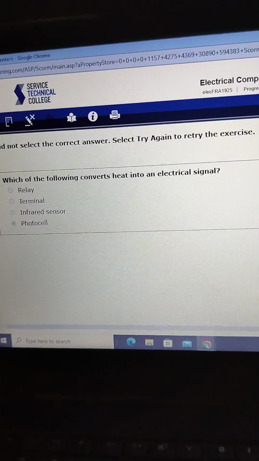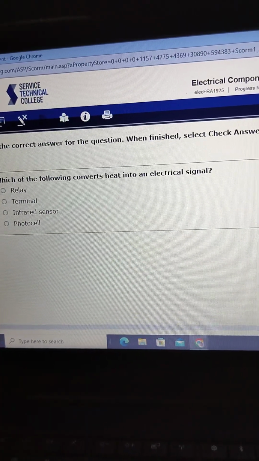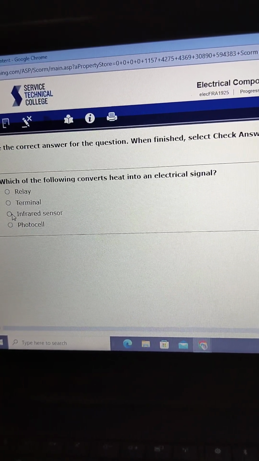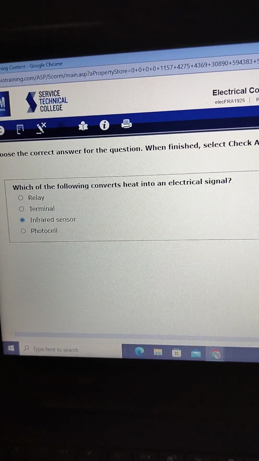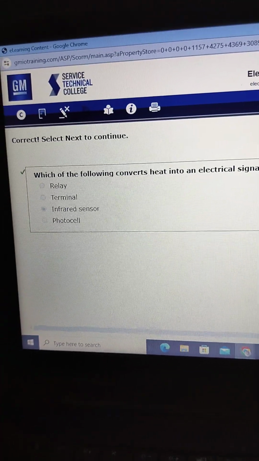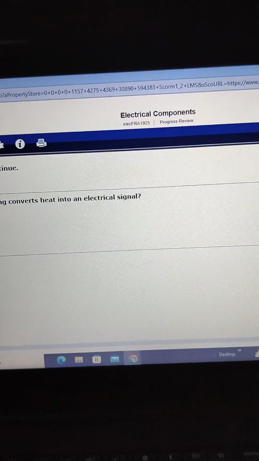So, infrared. Ano yung photocell? Wala na ako dun.